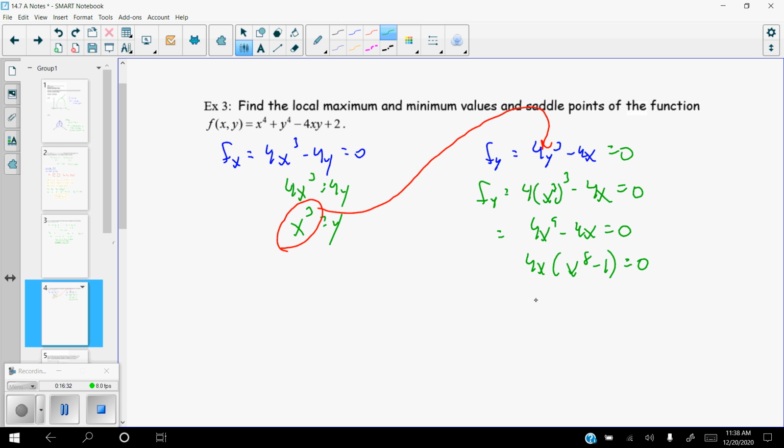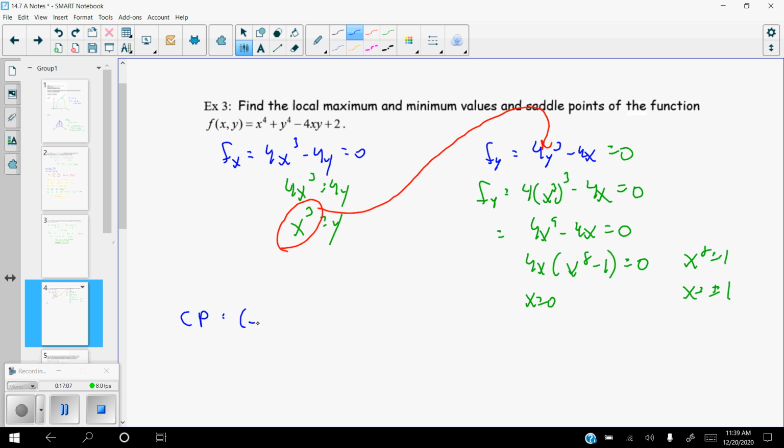So we are going to get that either x equals 0, or x to the 8th equals 1. You can factor multiple times, or you can just say that x to the 8th equals 1. The 8th root of that, because it's an even root, is going to be plus or minus 1. So we're going to get 3 possible x values here, which is going to end up giving us 3 possible y values. So we're going to have 3 critical points here. So our critical points are going to be when either x is -1, +1, or 0.